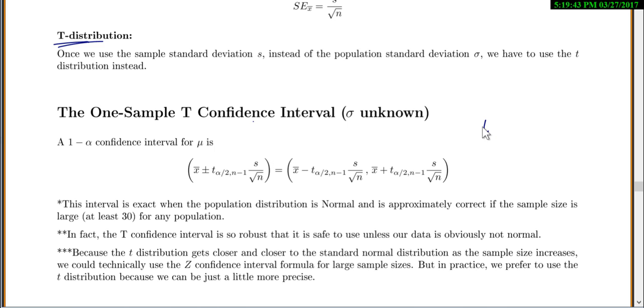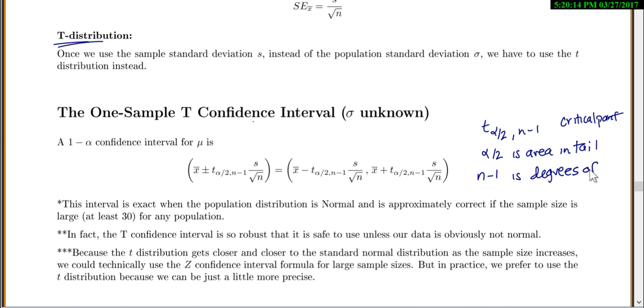So when you see this t alpha over 2, n minus 1, this is our critical point, just like our z alpha over 2. Alpha over 2 is the area in the tail, and n minus 1 is the degrees of freedom. We talked about the t-table once before, but it was very quick, and so you haven't spent a lot of time working with it, but if you remember, it does have degrees of freedom that you have to know.